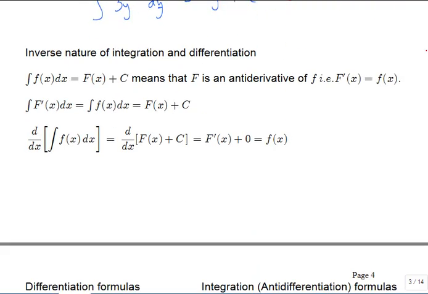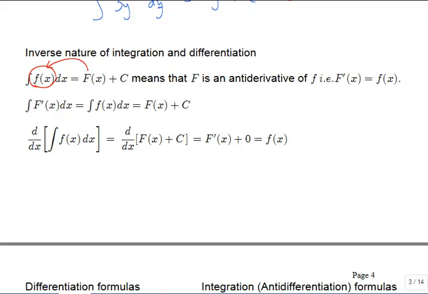Now there is an inverse relationship between integration and differentiation, because these indefinite integrals are exactly the antiderivative, the opposite of the derivative. So when you see the integral of f of x dx equals capital F of x plus c, that just means that your answer, capital F, is an antiderivative of little f. So its derivative should be this function inside here.